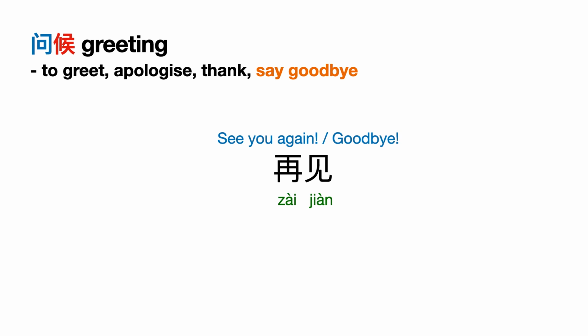Okay, now you want to say goodbye to the person, and how are you going to say that? It is 再见, zai jian, 再见. It basically means see you again. 再 actually means again, 见 means see, so it means see you again. We can also use these terms to say goodbye. Okay, so now we have learned how to greet, apologize, thank, and say goodbye.